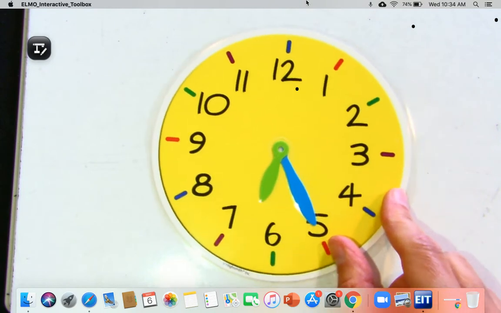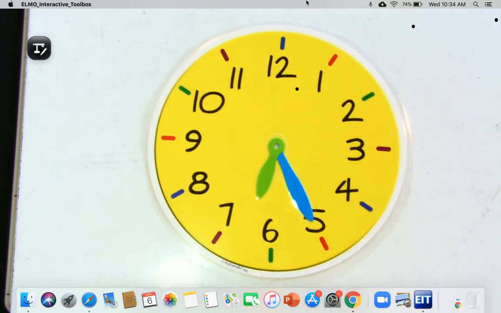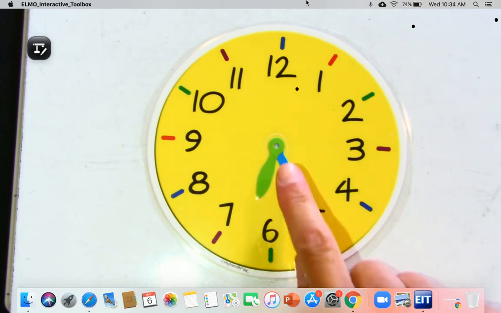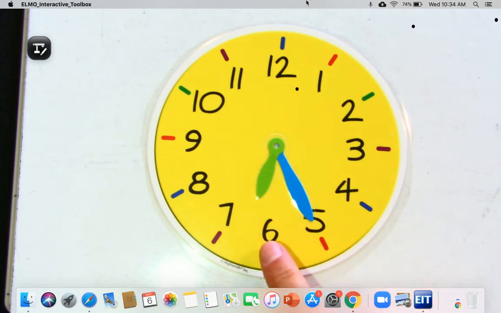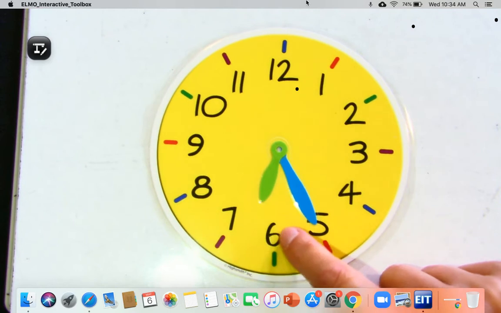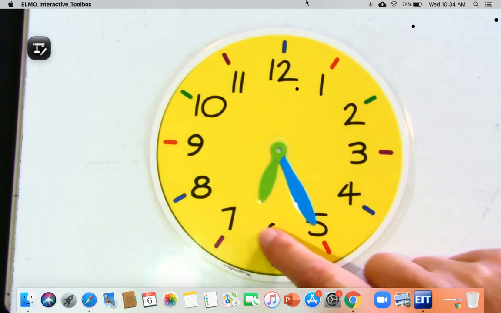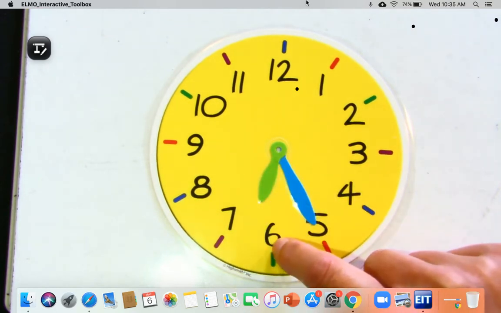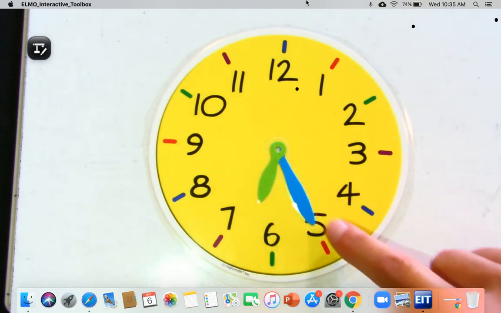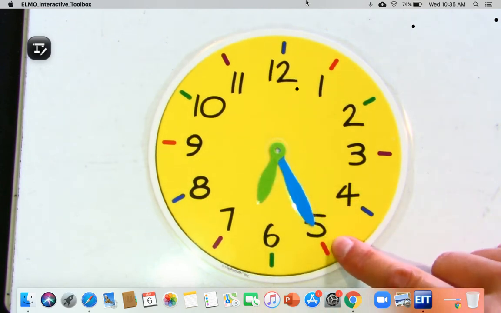What about this one? Think about it. The time is 6. Remember, when it's kind of between two numbers, it's always going to go to the smaller number. It's always going to go to the right. It's still in the 6 o'clock hour. It's 6. And then our minute hand is on the 5.